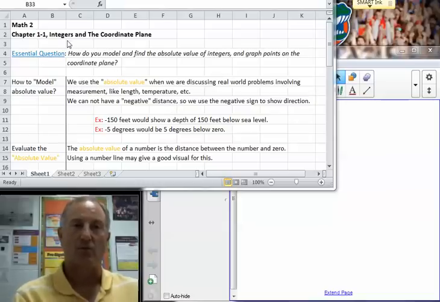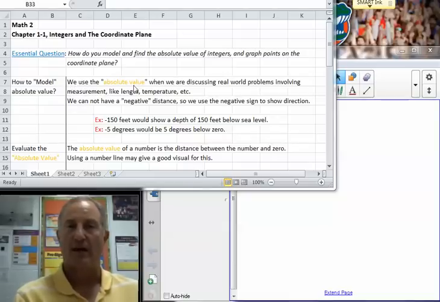So, chapter 1, integers in the coordinate plane. The essential question here is, how do you model and find the absolute value of integers and graph points on the coordinate plane? That's what's in this section. So let's start out with how to model absolute value. When we model it, we're showing it in some kind of a mathematical way.